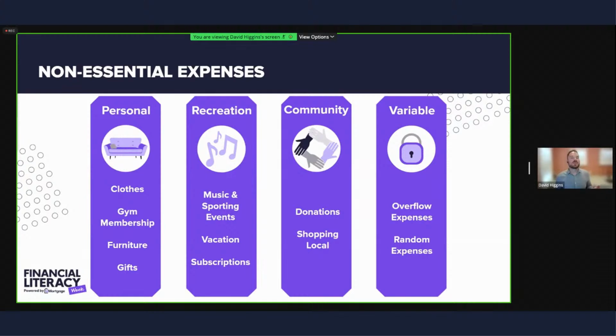Recreation. Recreation would be things like concerts, sporting events, vacations, just general activities. Subscriptions, that's a big one. Subscriptions is one to consider under the recreation category as well.